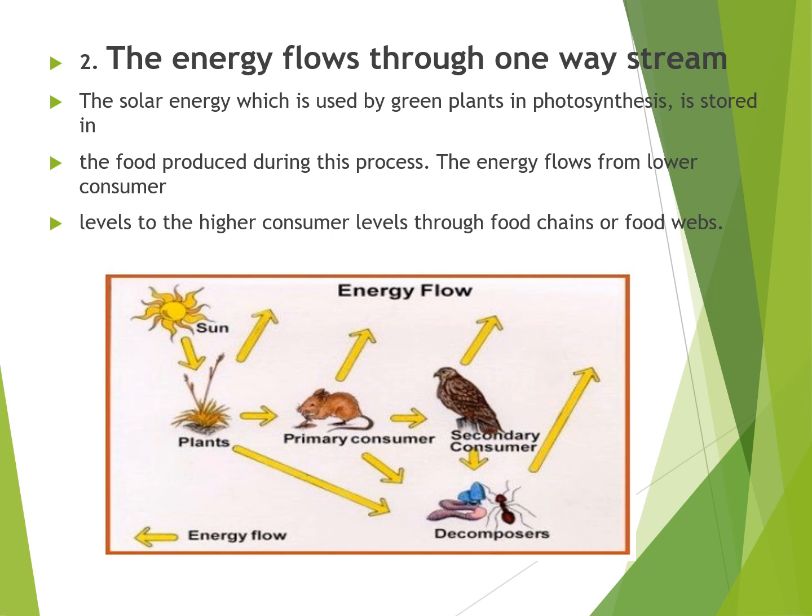The next feature of an ecosystem is that energy flows in a one-way stream. The main energy source is solar energy. Solar energy which is used by green plants in the photosynthesis process is stored in the plant and converted into chemical energy. After that, the food produced during this process, the chemical energy flows from lower consumers to upper consumers through these food chains or food webs.